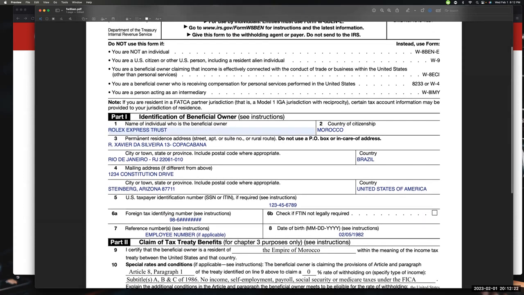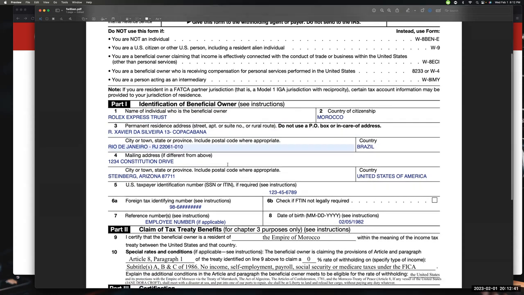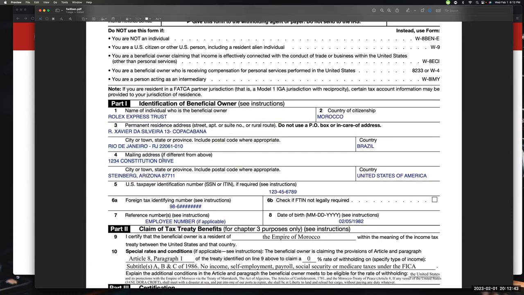Number three, permanent resident address. This is going to be the country that you provided your Internal Revenue Service agent when you called and said the trust was established in that country. For this example, we have Rio de Janeiro, Brazil. This was the address. Now, number four, we're going to give them the US mailing address, preferably your iPostal1 address, your UPS box.